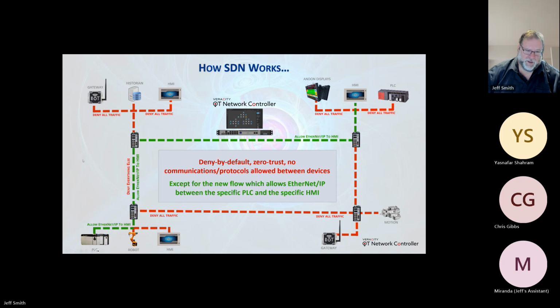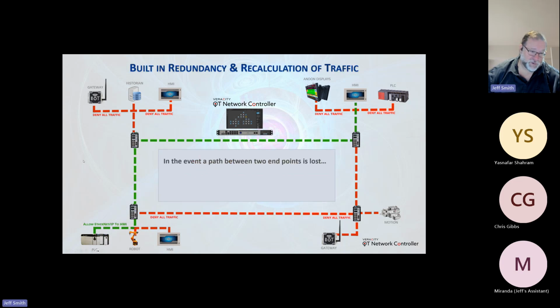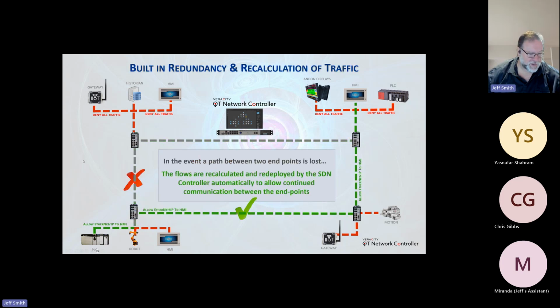So if, for example, you lose an endpoint, the controller will calculate or knows the next fastest path to get from that PLC to that HMI. So it will reroute all the flows appropriately so that the traffic is not stopped, right? So you don't lose the ability to communicate with that HMI. So it's kind of a handy way.